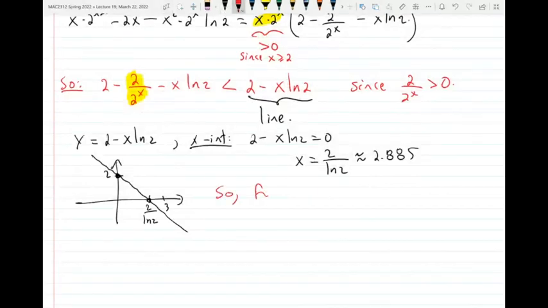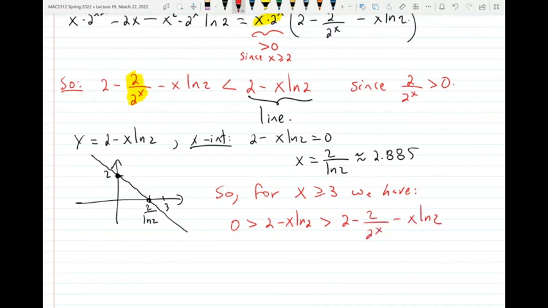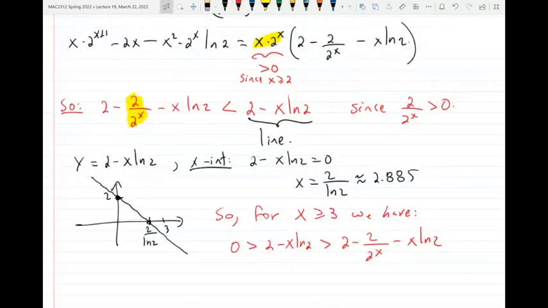So the conclusion is for x greater than or equal to 3, we have 2 minus x ln of 2. So we have that that's negative. So 0 is going to be greater than 2 minus x ln of 2, which at the same time is greater than 2 minus this quantity. Okay? Now we have that this quantity, which is the one in the parentheses, is less than 0, therefore this numerator is going to be less than 0 if the first factor is positive.